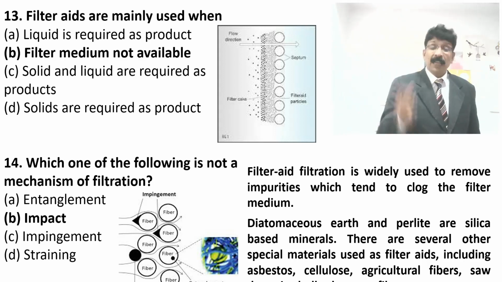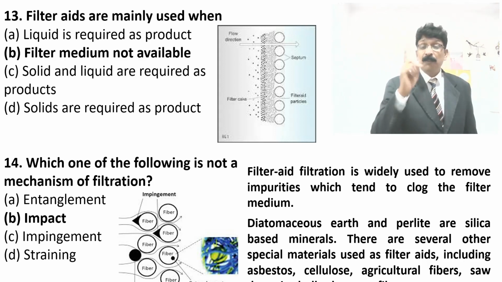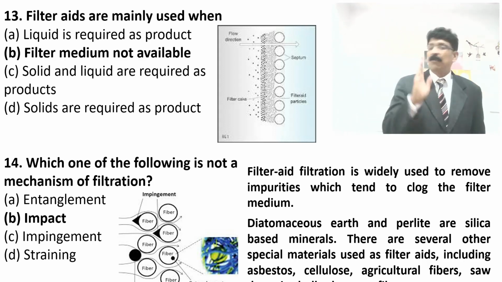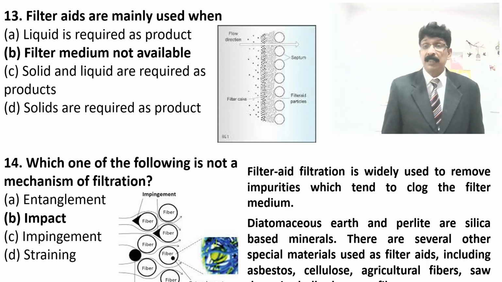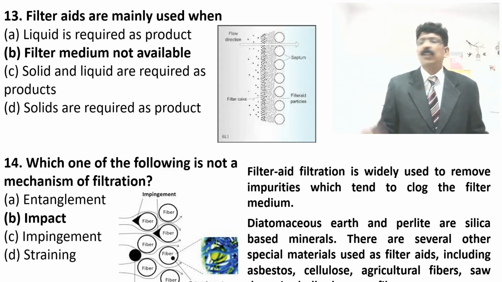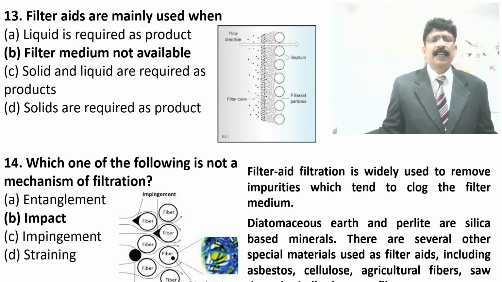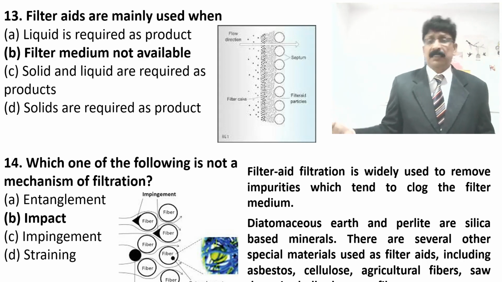So next question, filtration, you have to remember. 14th question: which one of the following is not a mechanism of filtration? Now you have to see all the answers. Which one is not a mechanism of filtration? See, they have given entanglement, impact.